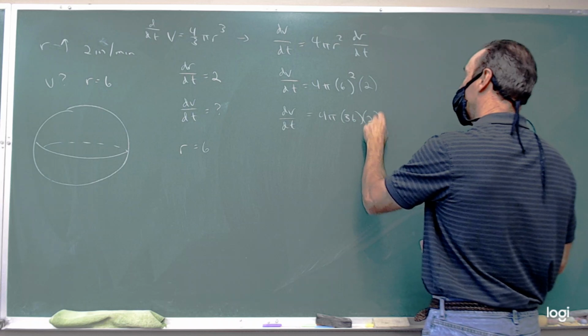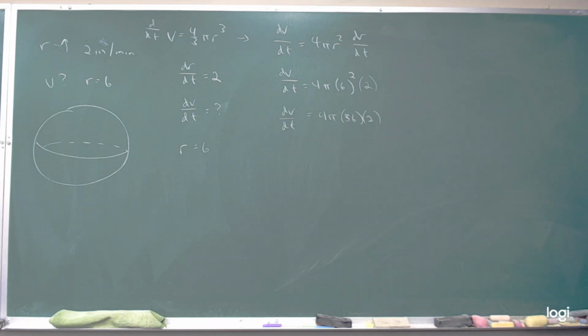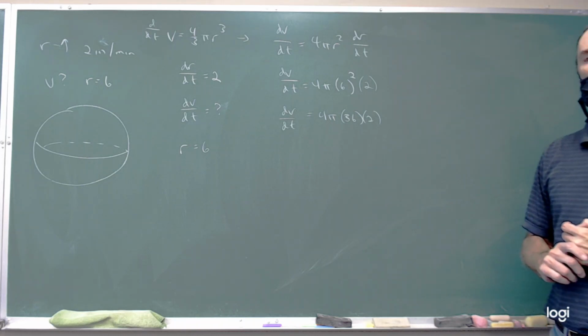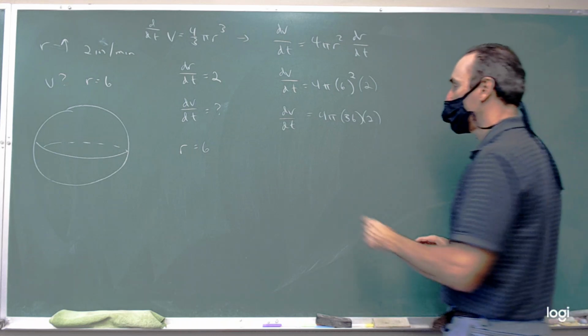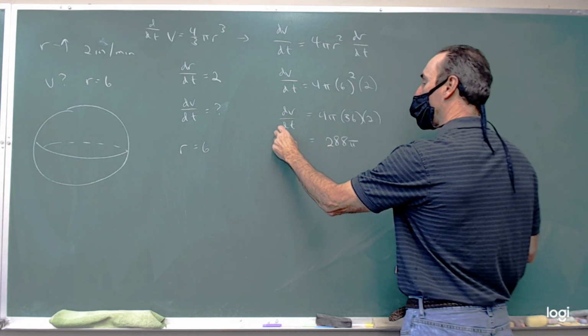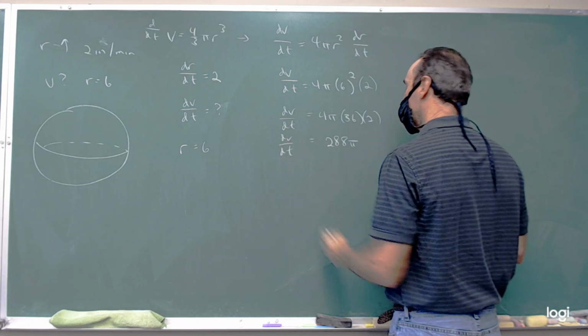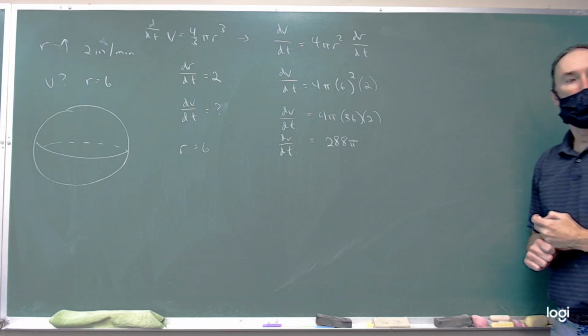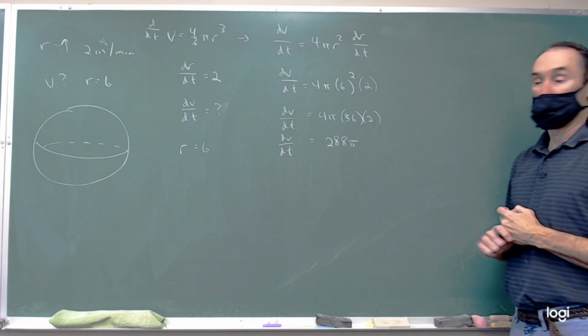And the question is, is one order better than another for doing these? I don't know if it matters much. You know that 4 times 36 is 144. Times 2 is 288. 288 pi. And what would our units be on that? Inches per minute. It's a volume. Oh, inches cubed. There you go.